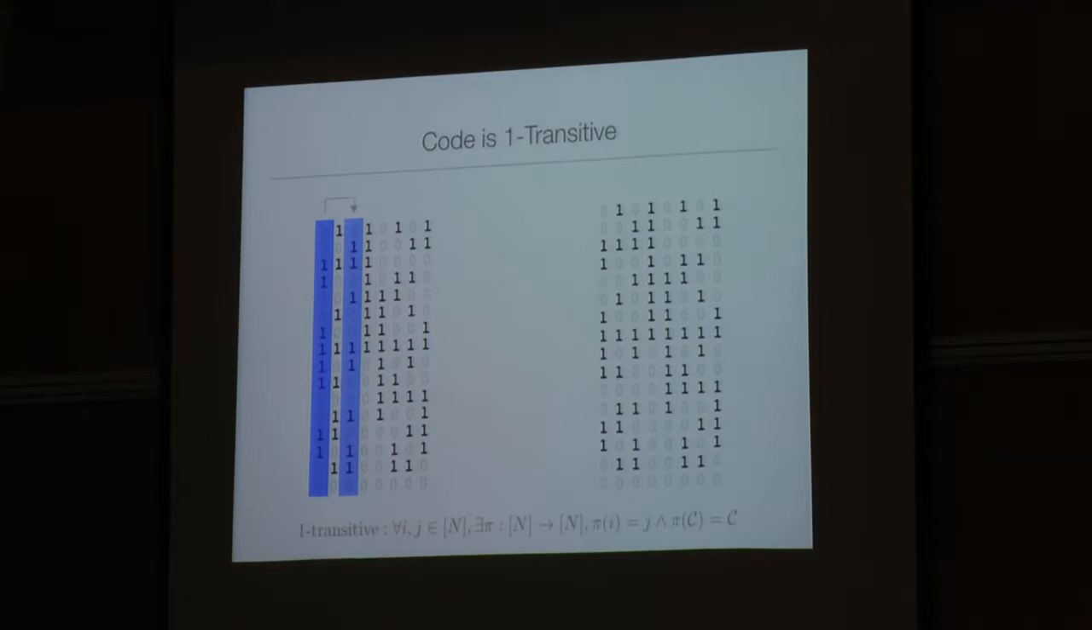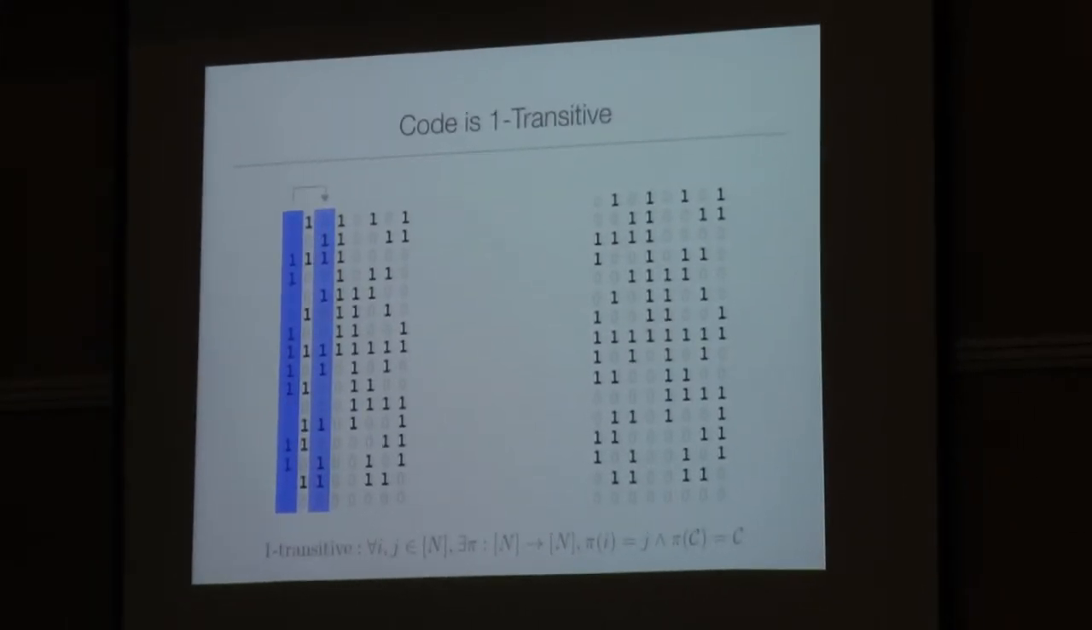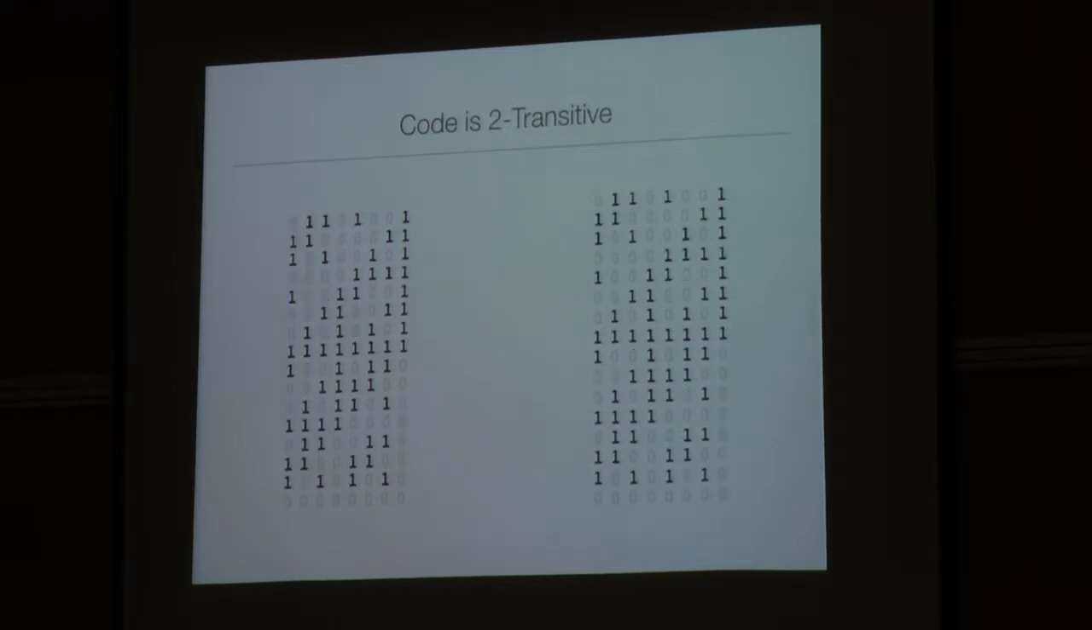So the code stays invariant. For any i and j, I must be able to map column i to column j, okay? And then there must exist a permutation such that if I apply the permutation to the whole code, the code stays invariant as a set under this permutation, right? So that's what one transitive means. And then it's fairly clear what 2 transitive means, right?